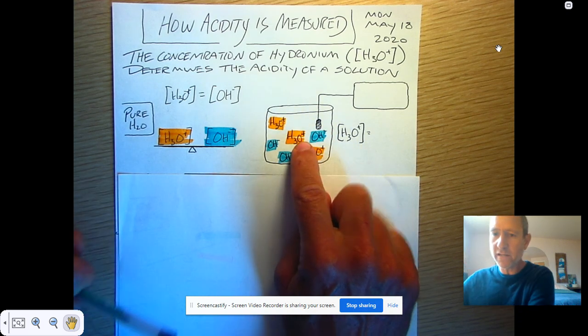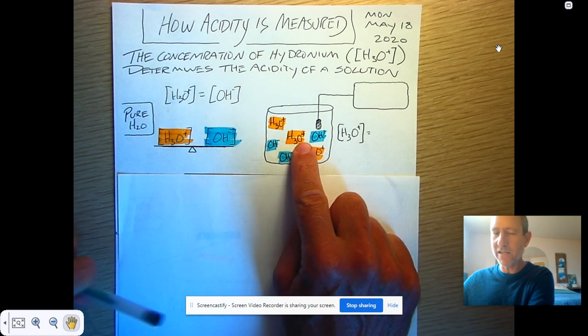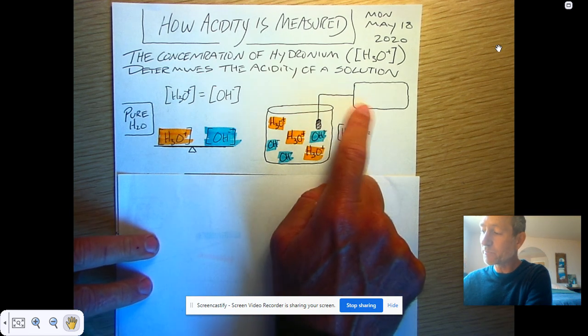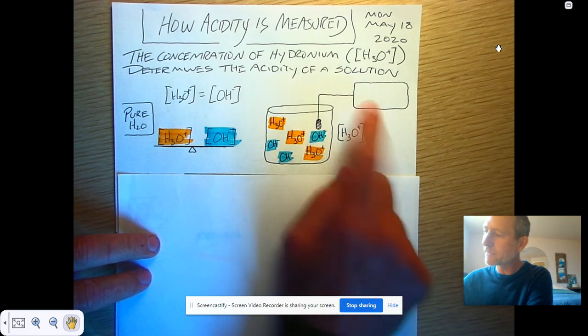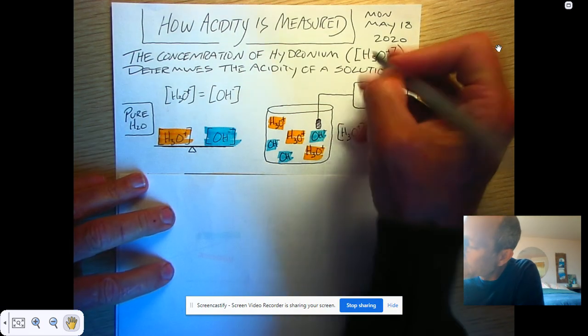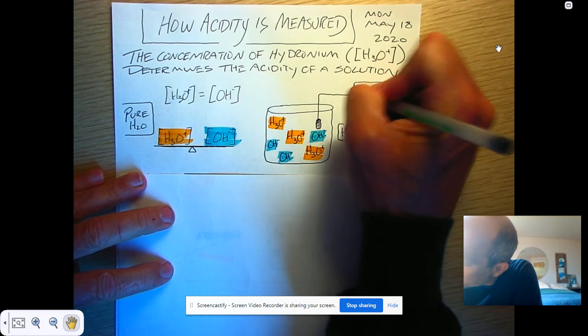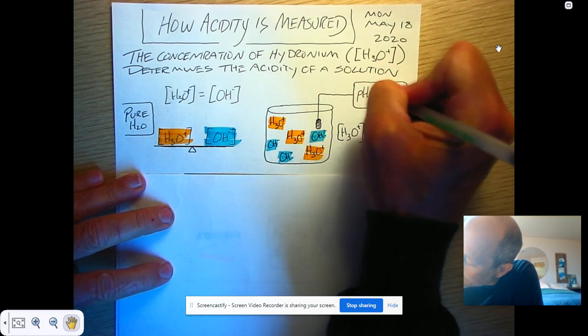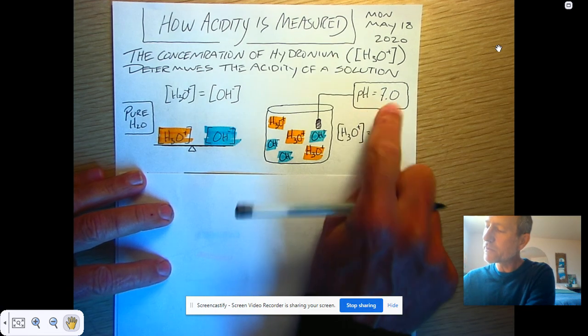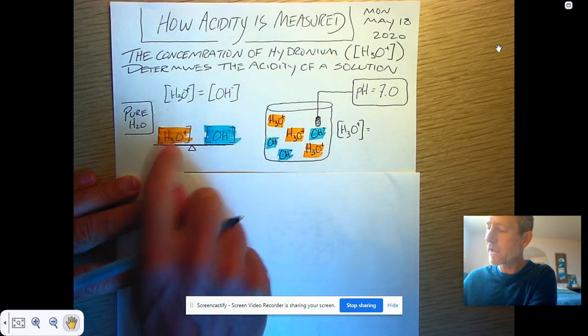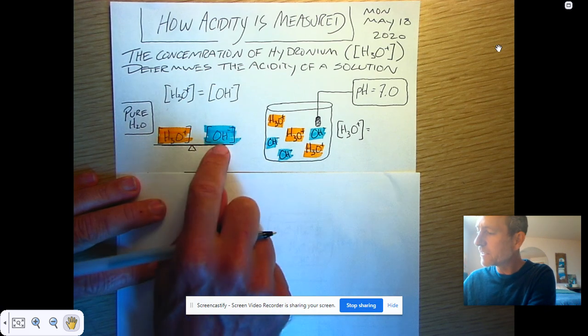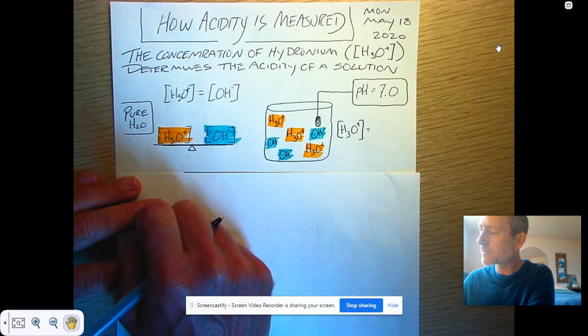A pH probe is an electronic device that tells you what the pH is. Back in the day, they used to use paper that reacted with the solution and turned different colors, but that's kind of become obsolete with these electronic probes right here. So if our electronic probe says that the pH is equal to 7.0, the reason it's going to say that is if and only if the hydronium ion concentration is equal to the hydroxide ion concentration.